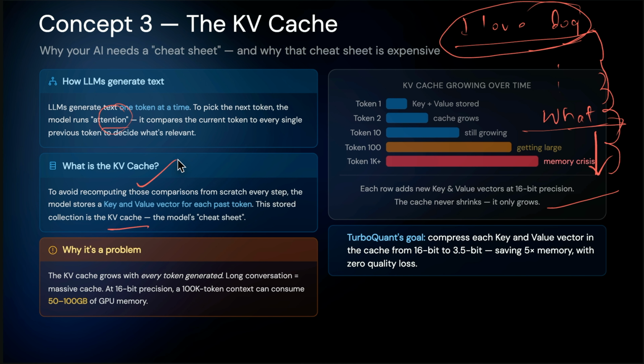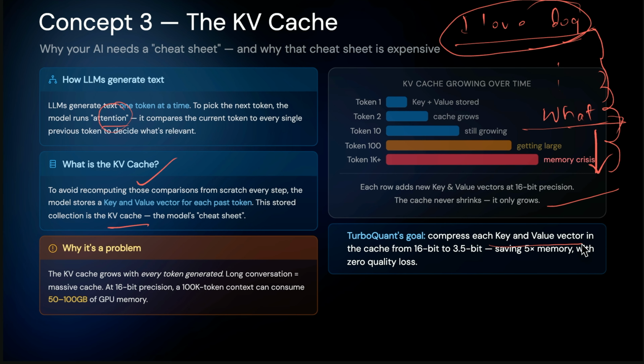The problem here is, as the KV cache grows with each and every generated token, it stores a massive cache, right? So a long conversation means a massive KV cache. At 16-bit precision, a 100K token context can consume approximately 50 to 100 gigs of GPU memory. And this is what TurboQuant is trying to solve. It tries to compress each key and value vector in the cache from 16-bit to 3-bit, right? Thereby we are saving approximately 5 times the memory without losing the quality.